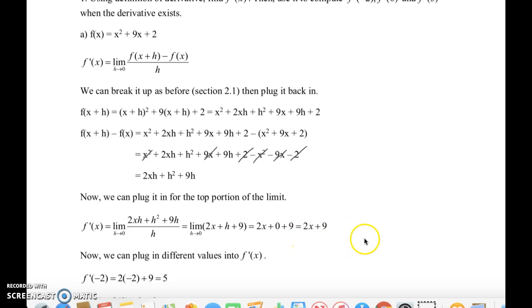All right. So now that we have our derivative function, we can plug our different values into it that we were asked to. And the first one we were asked for was f prime of -2.